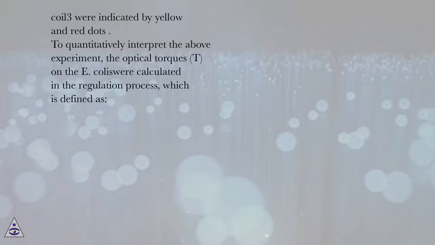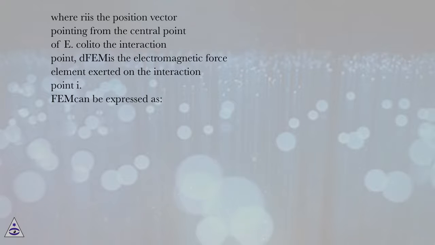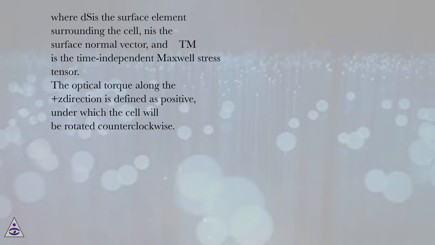To quantitatively interpret the above experiment, the optical torques, T, on the E. coli were calculated in the regulation process, which is defined as T = ∮ r × dF_e, where r is the position vector pointing from the central point of E. coli to the interaction point, and dF_e is the electromagnetic force element exerted on the interaction point. F_e can be expressed as an integral over the cell surface, where dS is the surface element surrounding the cell, n is the surface normal vector, and T_m is the time-independent Maxwell stress tensor.